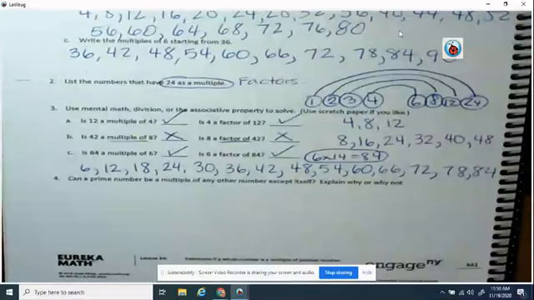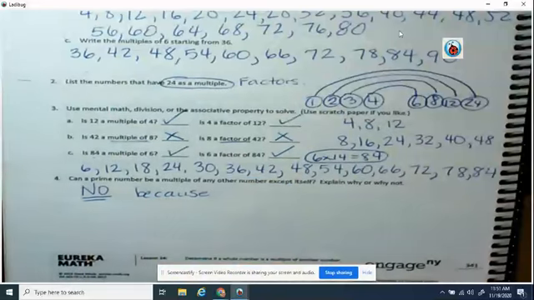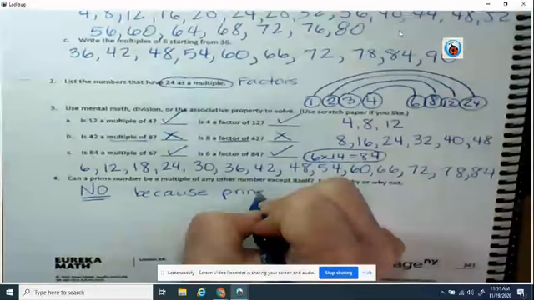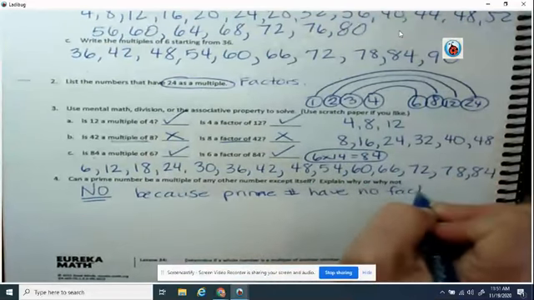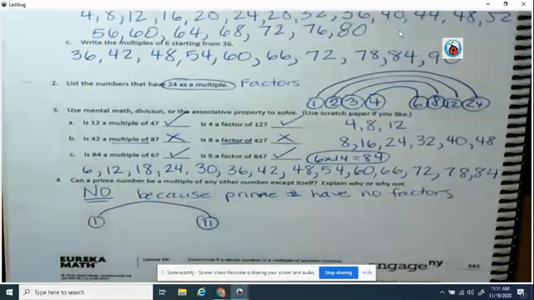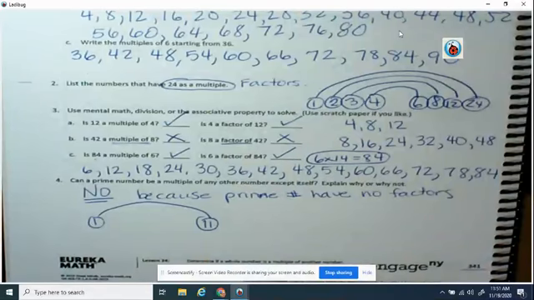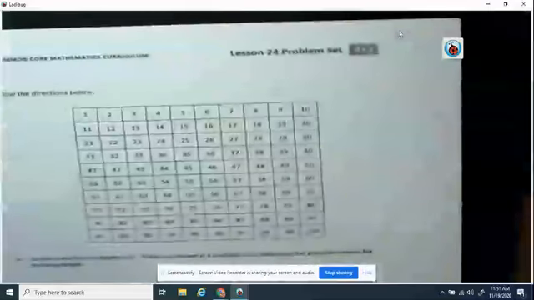Okay. Can a prime number be a multiple of any other number except itself? No, because prime numbers have no other factors. They cannot have any other multiples. So because prime numbers only have one and themselves, like 11, if I count by 2s, I'm never going to say 11. If I count by 3s, I'm never going to say 11. If I count by 4s, I'm never going to say 11. Because only 1 and 11 are the factors.